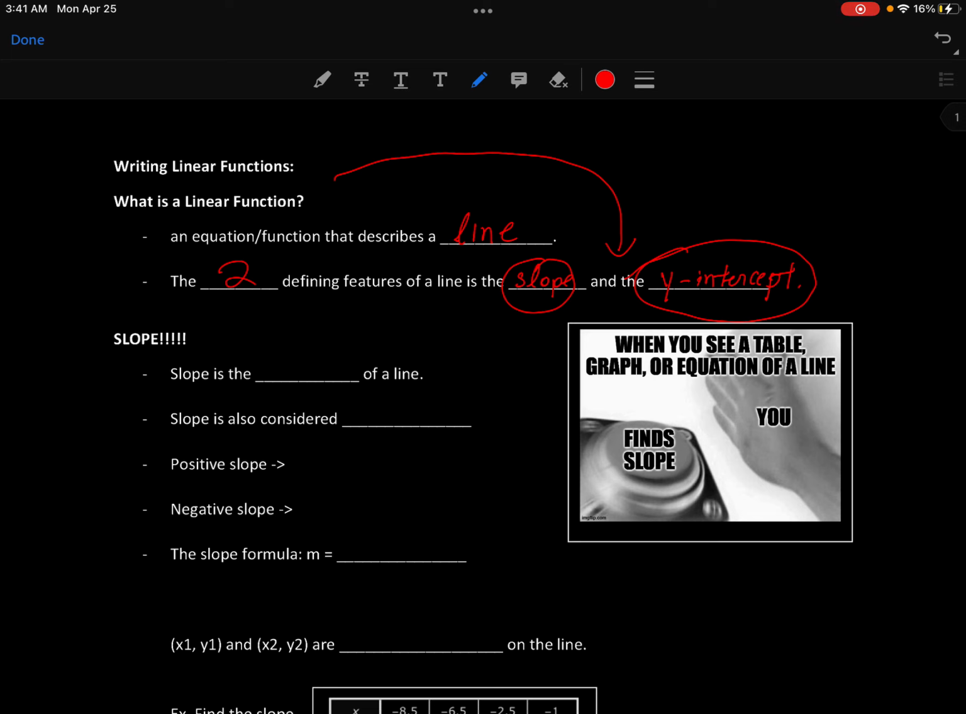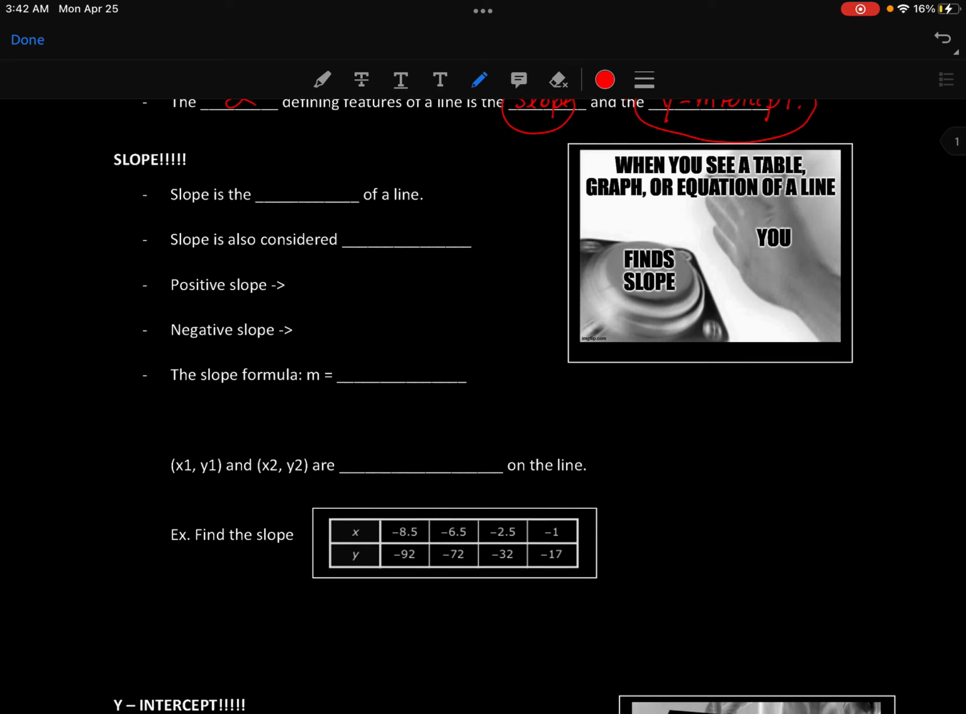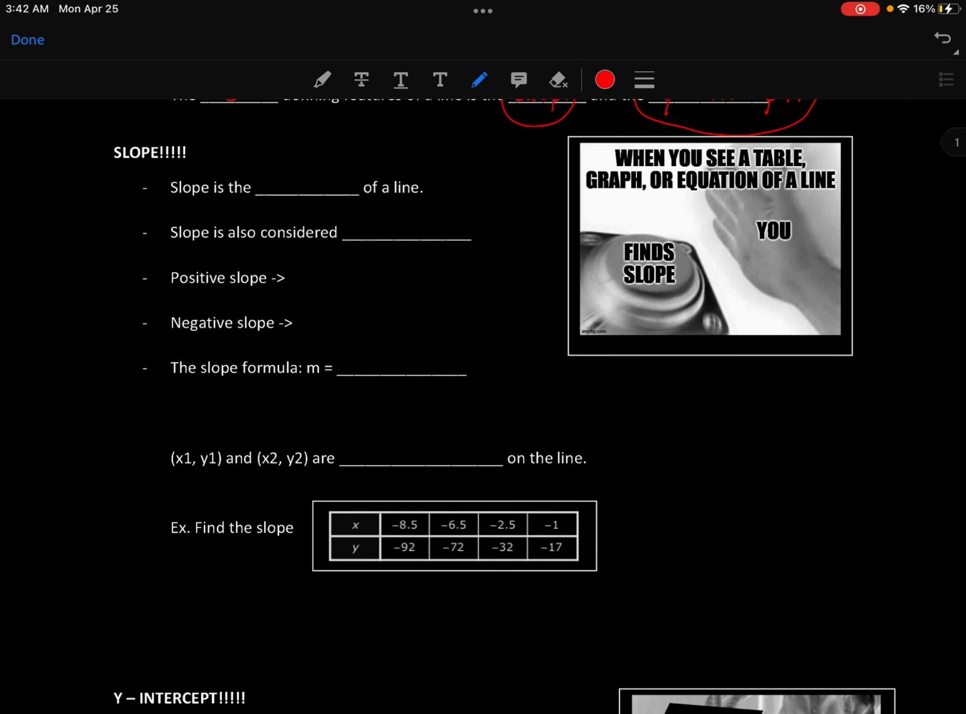So what is slope? Well, slope is the steepness of a line. Slope is also considered a rate of change. Positive slope means you're going up. Negative slope means you're generally going down.